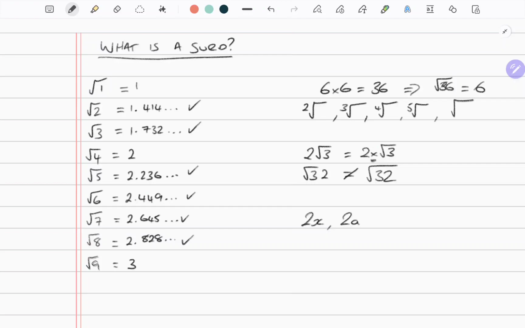Okay, so on the left hand side I've just gone through the first 9 numbers here, square rooted all of the first 9 numbers, and we've identified the ones that aren't surds. If we were to punch square root of 2 into a calculator, it gives us 1.414 and so on. So this is a surd because it cannot be simplified to a whole number.